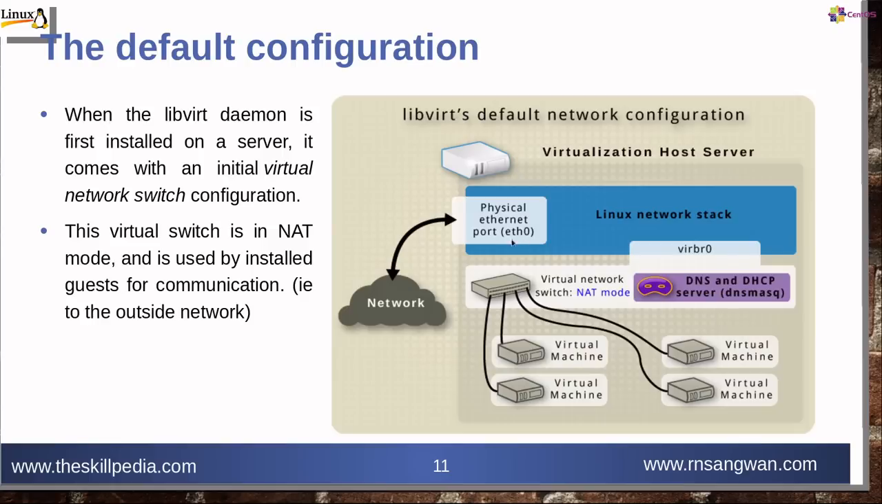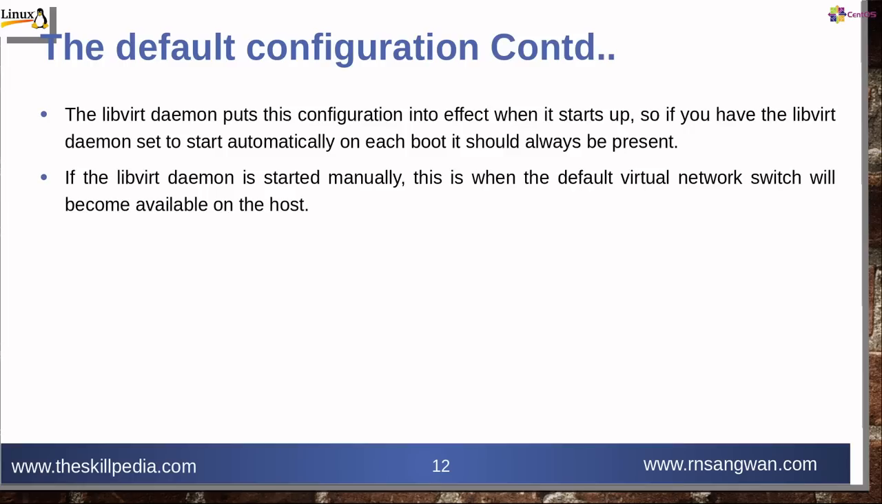So there is the physical Ethernet port, for example ens0, which the machine will be able to reach, and virbr0, which is where the DNS and DHCP server dnsmasq is running, is the interface which we are seeing and will be used. With the virtual network switch working in NAT mode, guest machines will be able to reach the outside world but the outside world will not be able to reach these machines, and DNS and DHCP servers are configured and running in this mode. So this is the default network configuration, NAT based. The libvirt daemon puts this configuration into effect when it starts up.